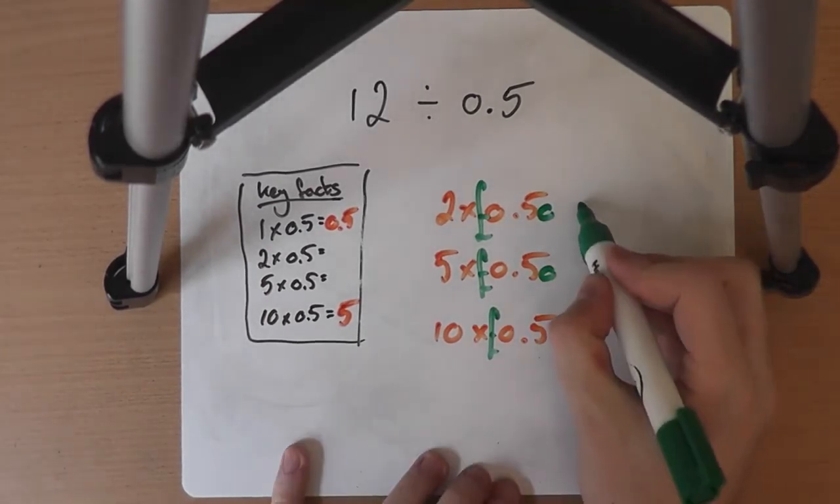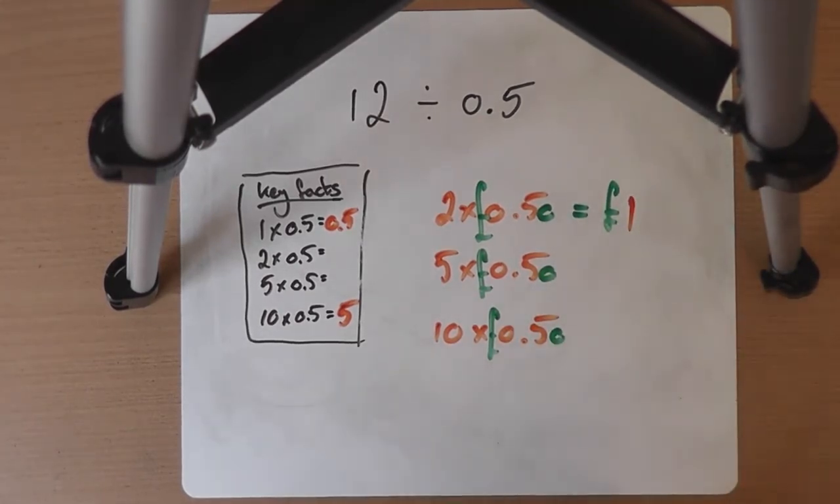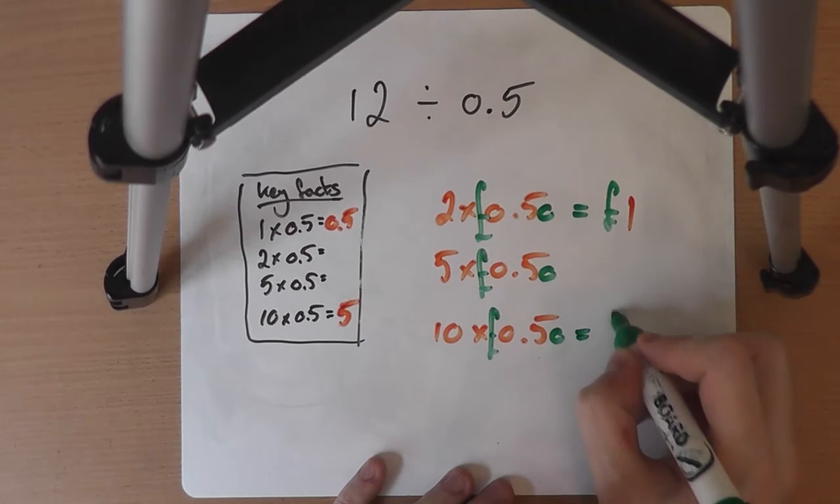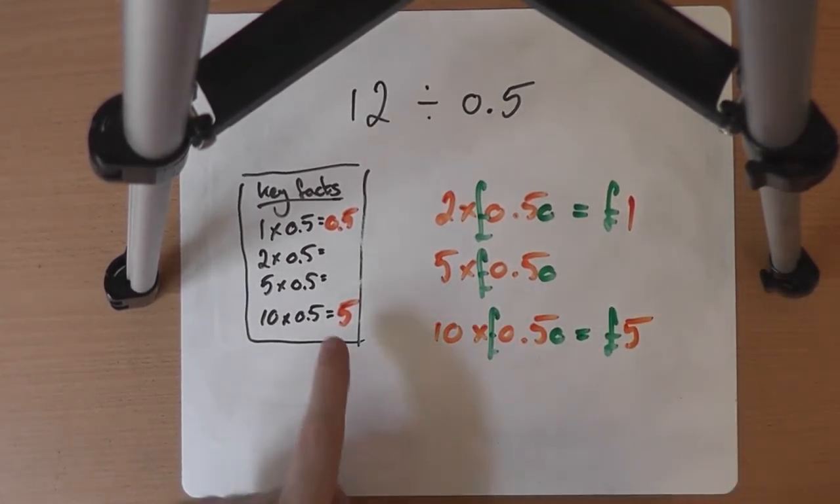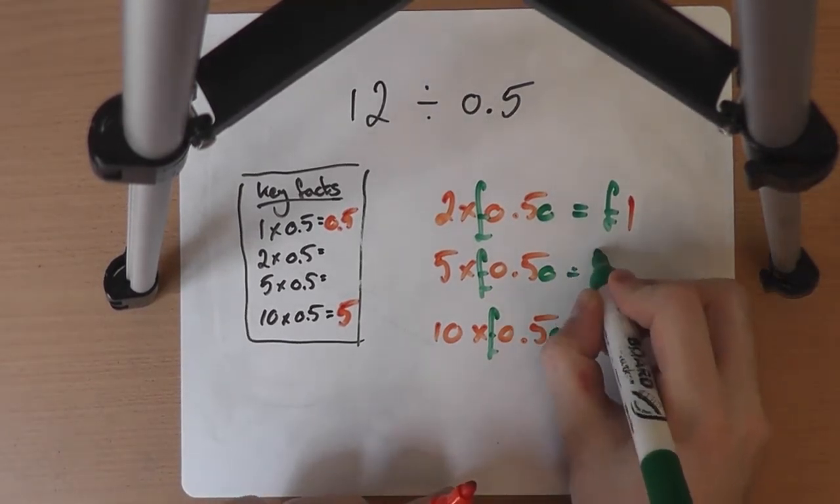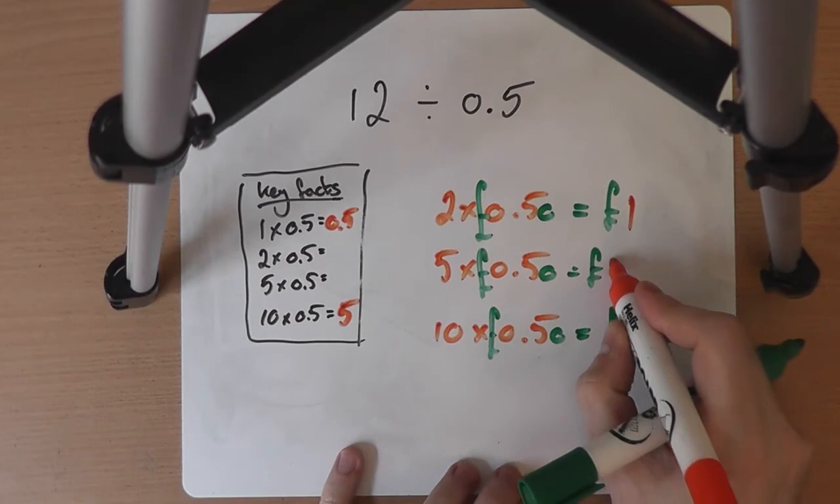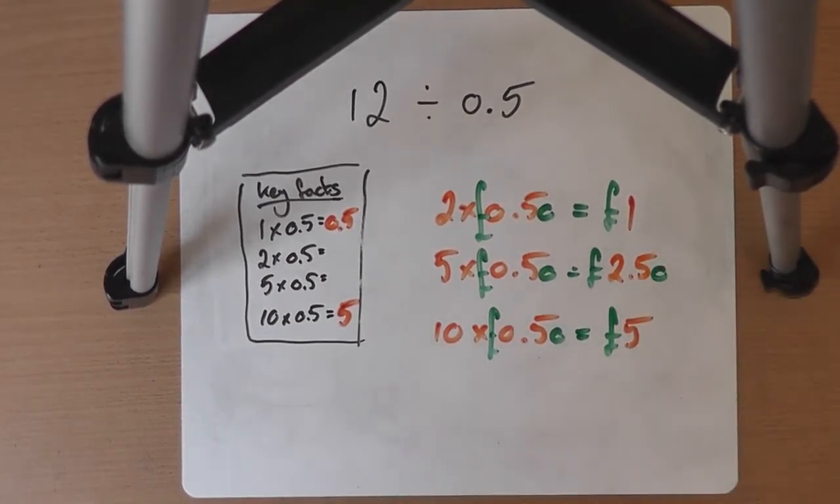Well, 2 times 50p would simply be £1. 10 times 50p would be £5. That's what we got before. And 5 times 50p would be half of £5, £2.50. And there are our answers for the key facts.